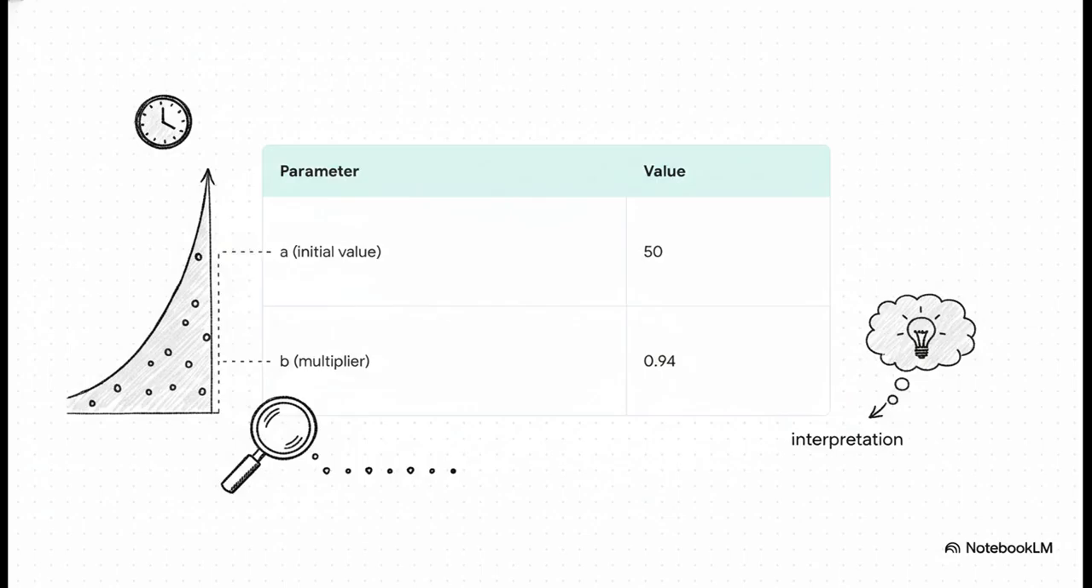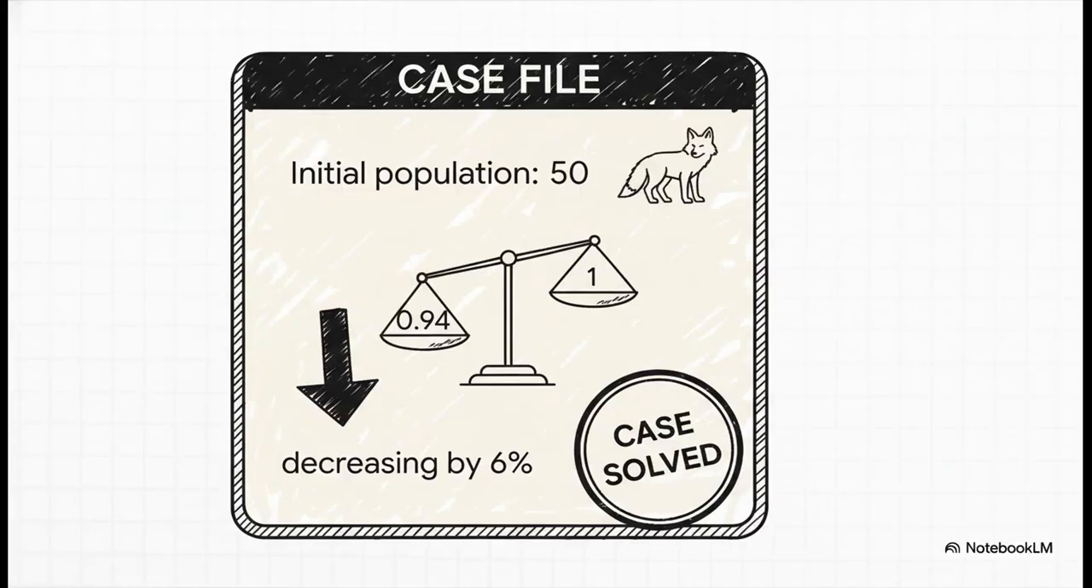Your Desmos analysis lab should have given you some parameters that look pretty much like this: an A value that's right around 50 and a B value of about 0.94. Now for the most important part. What does it all mean? So what's the story here?